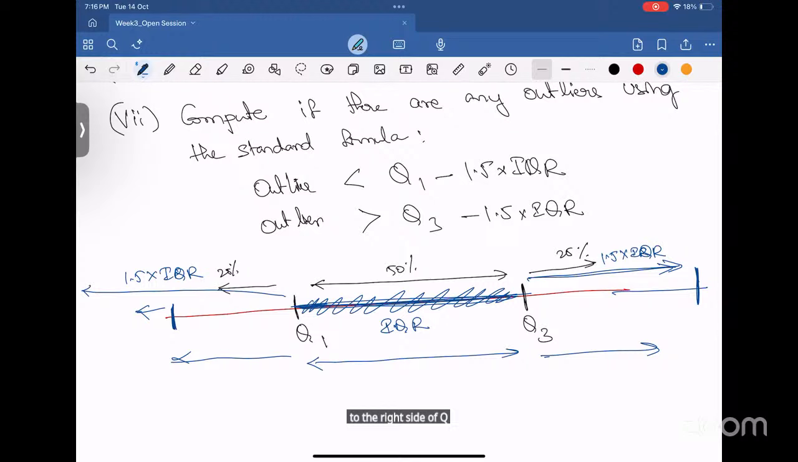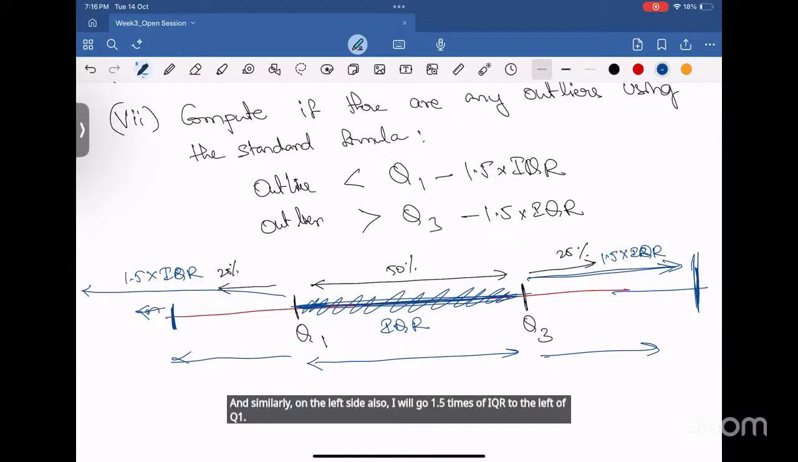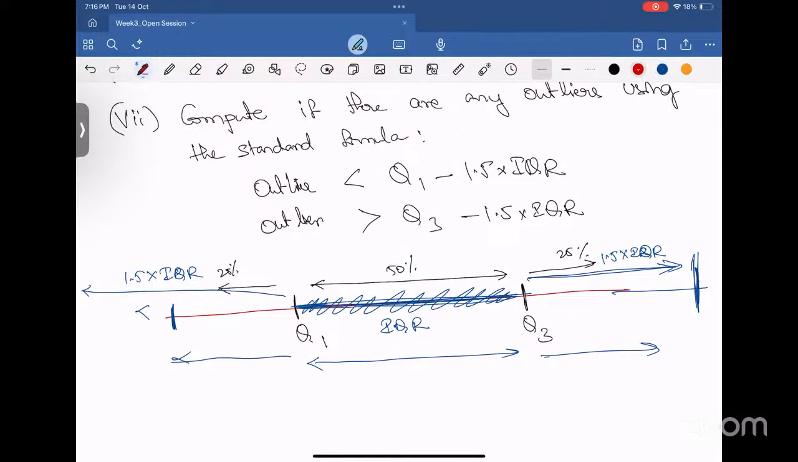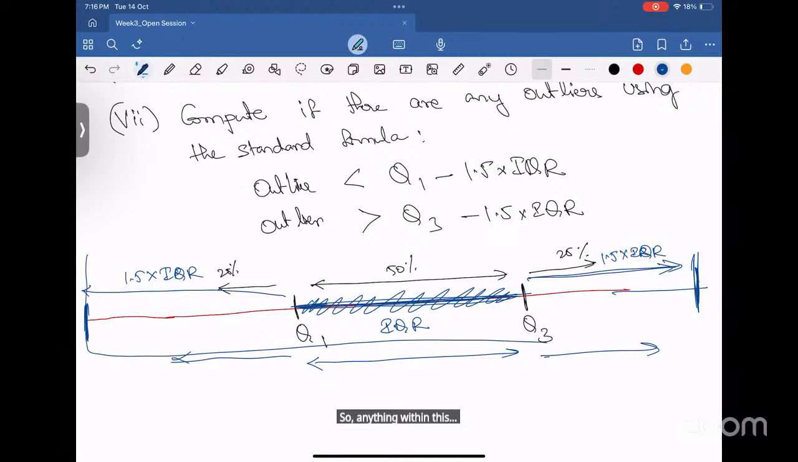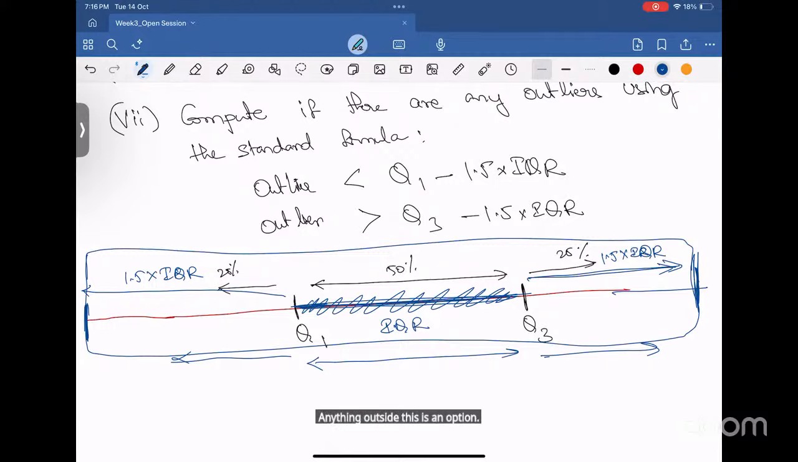I mark my border to the right of Q3. Similarly, on the left side also, I will go 1.5 times IQR to the left of Q1 and mark my border. So anything within this range is inside, and anything outside this is an outlier. Okay, understood?